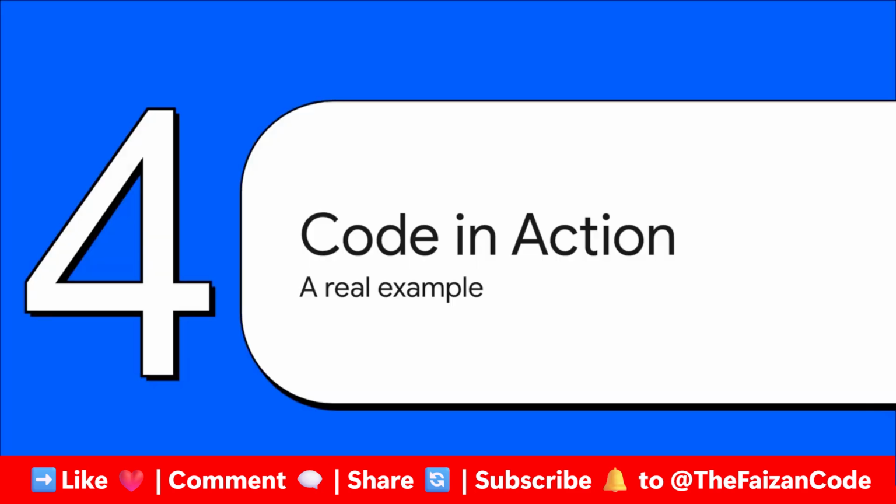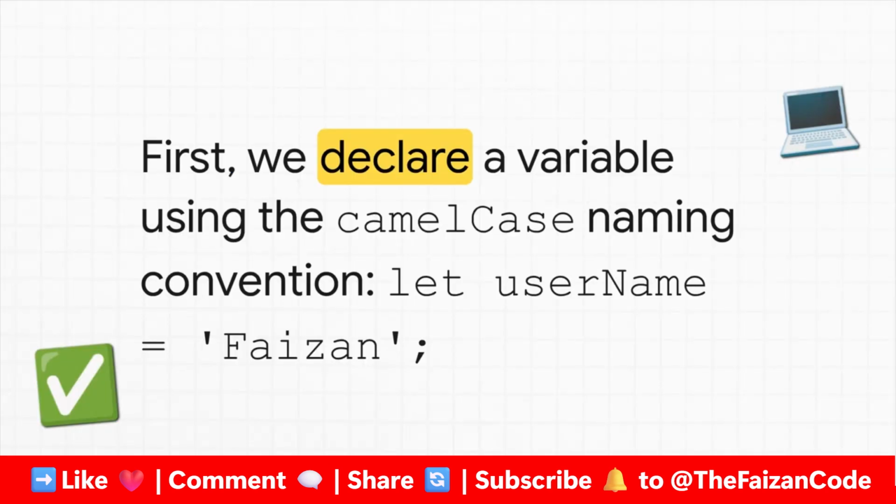Okay, talk is cheap, right? Theory is one thing, but let's see some code in action. We're going to walk through a super simple real-world example to see exactly how this trips people up and breaks their code. All right, step one, we're going to declare a variable. We'll use let userName = "Faizan". See that? We're using what's called camel case, which is super common in JavaScript. The first word is lowercase, and then the N in Name is capitalized. So far, so good? Everything's perfect.